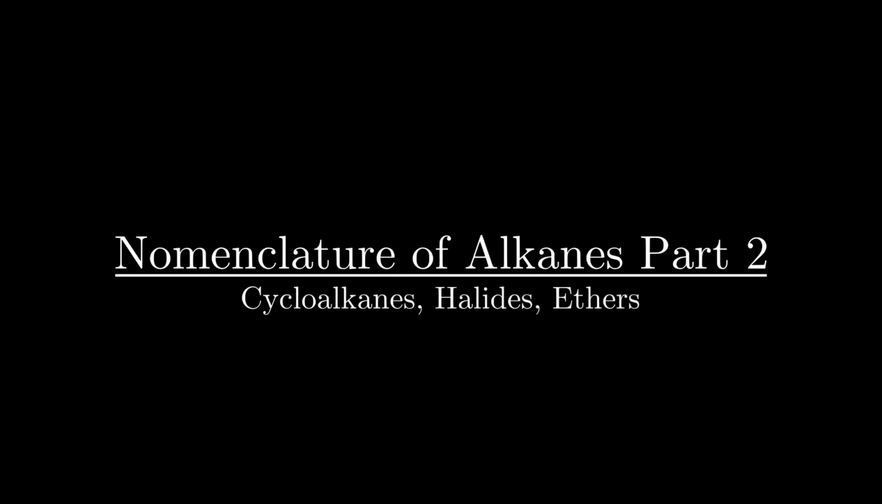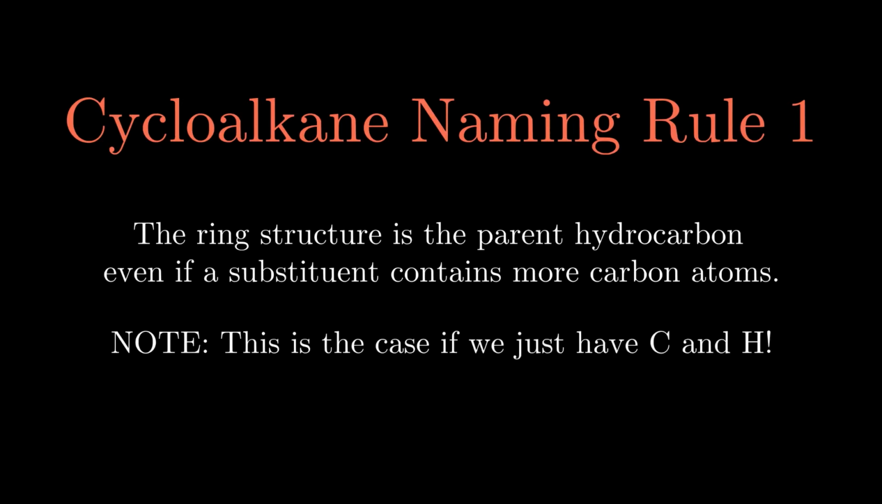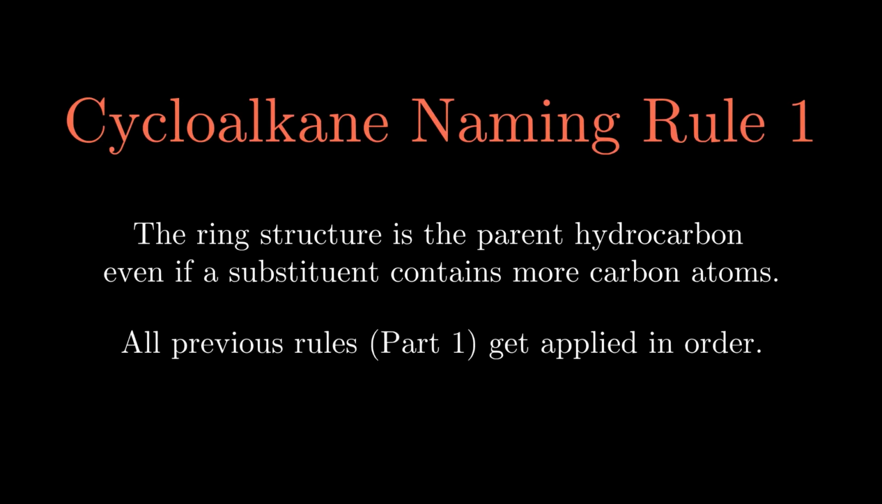Welcome, fellow chemists, to part 2 on the nomenclature of alkanes, where cycloalkanes, halides, and ethers will be introduced. We will start with the cycloalkanes, and the ring structures that are present are the parent hydrocarbon, even if a substituent has more carbon atoms. Things do get more complicated if we start involving non-carbon atoms, but for now this will apply for simple cycloalkanes with alkyl substituents.